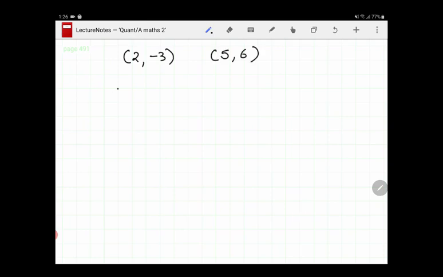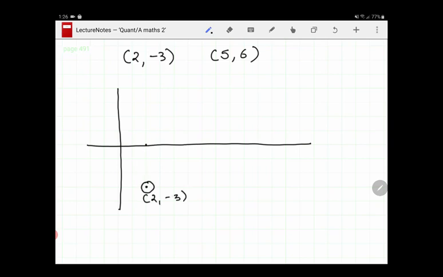Let's take a visual representation of this, right? So the point 2 comma minus 3 will be 2 and minus 3. So this is my first point, 2 comma minus 3. My second point is 5 comma 6. 1 2 3 4 5, 1 2 3 4 5 6. So it will be this point. So this point is 5 comma 6.